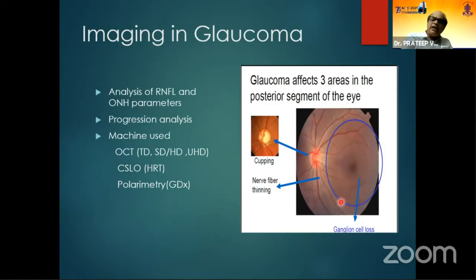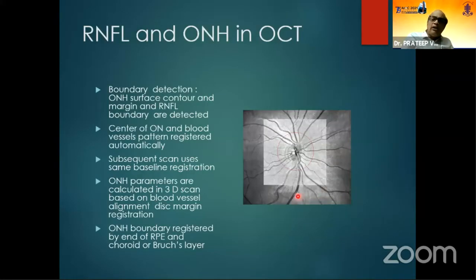Why is the macular area most important? Because almost 40 to 50% of the ganglion cells are in the macular area. So fortunately, the imaging technology is able to assess all these three: the optic nerve, the RNFL, as well as the macular area. What does the OCT do? OCT does the scan of this 6 square millimeter area around the disc.